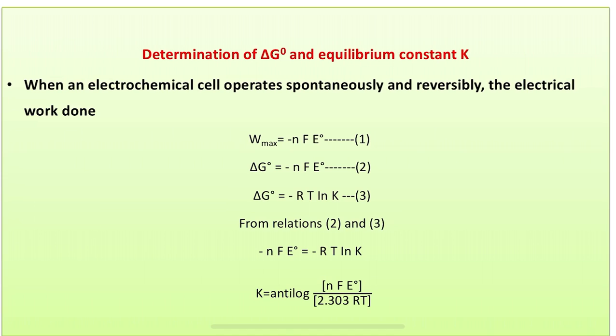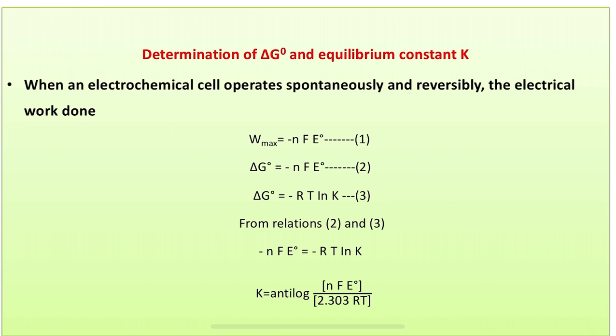The third application is the determination of the Gibbs free energy, delta G naught, and the equilibrium constant K of a cell reaction. When an electrochemical cell operates spontaneously and reversibly, the electrical work done is represented as W max equals minus n F E naught, where n is the number of electrons transferred, F is the Faraday, that is 96,500 coulombs, and E naught is the E.M.F. of the cell.